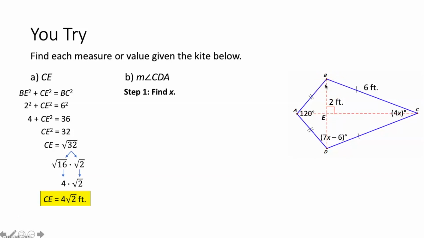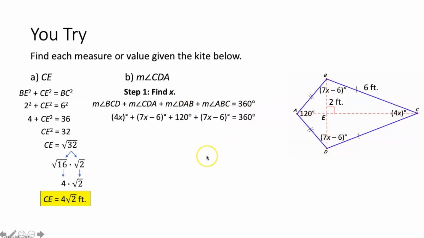Well, we know a kite has one pair of congruent angles, and those would be the angles formed by the non-congruent sides. So this angle right here, angle CDA, and this angle up here, angle ABC. We know those must be congruent, therefore their measures must be equal. Now I can take the measures of each of the interior angles here, add them up, and set it equal to 360 degrees. Now we plug in what each of these angle measures is equal to, and we can simplify.